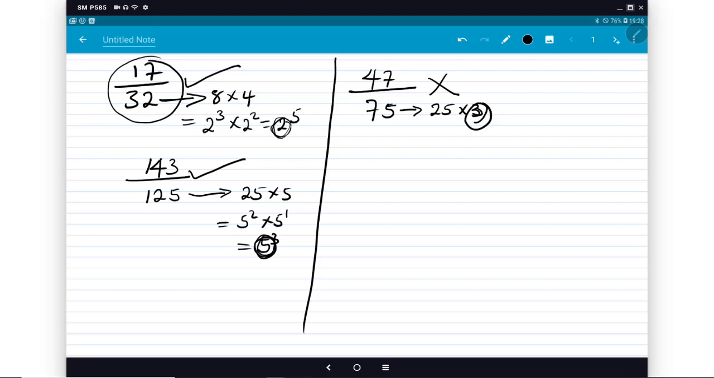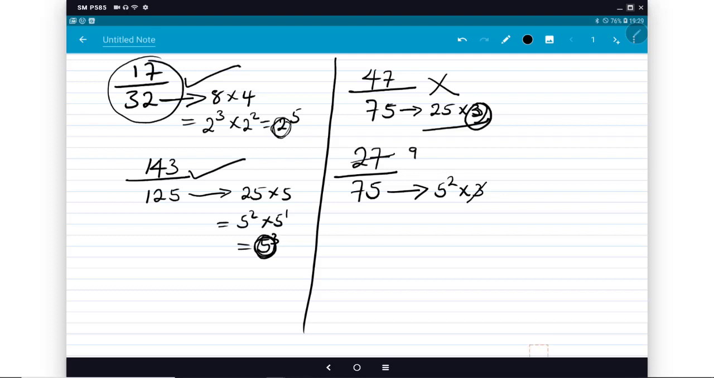All right. Now, let's say I have 27 all over 75. Okay. Will this terminate or not? Let's check. Checking the denominator again, as you know from the previous one, 25 is 5 raised to the power 2, times 3. Now, we may say that the denominator contains 3, so it will not terminate. But no, it will terminate. And why it terminates is because this 3 here can cancel out 3 from 27 to give us 9.